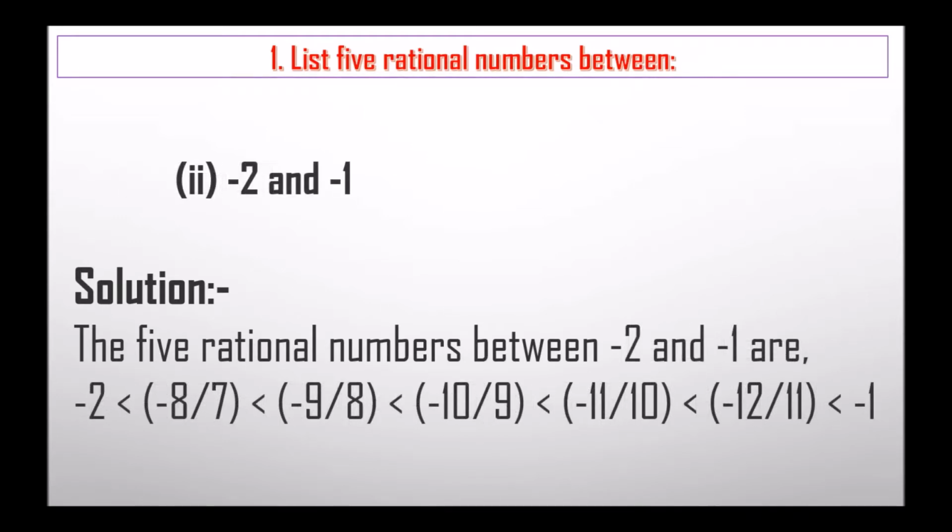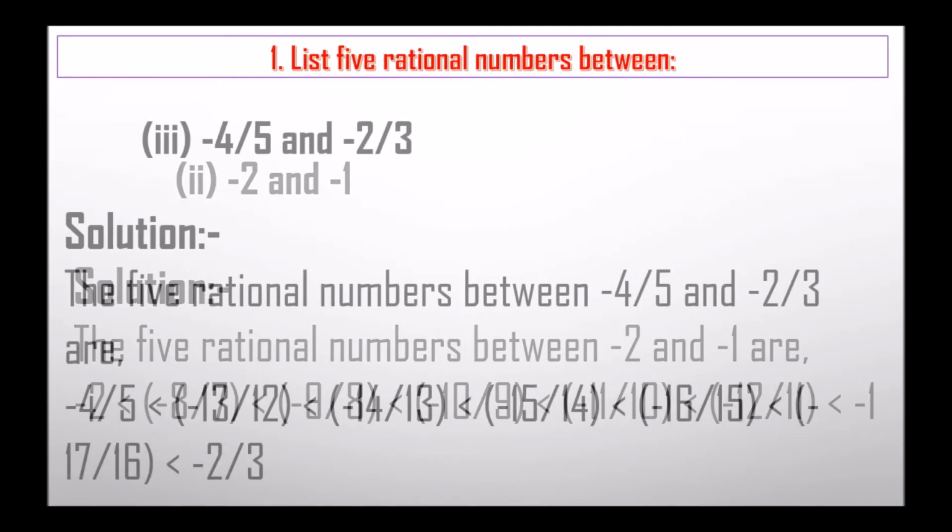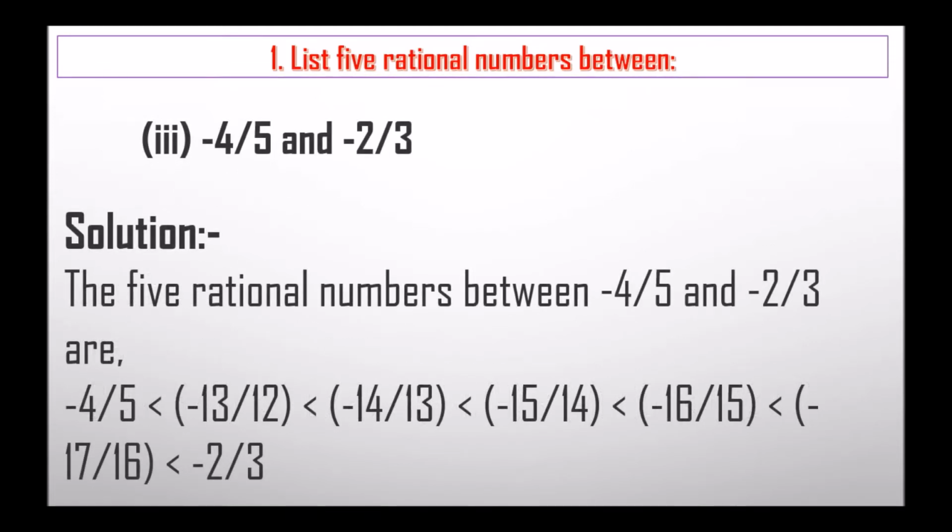-2 and 1. So the 5 rational numbers between -2 and 1 are -8 upon 7, -9 upon 8, -10 upon 9, -11 upon 10 and -12 upon 11. -4 upon 5 and -2 upon 3. -4 upon 5, then -13 upon 12, -14 upon 13, -15 upon 14, -16 upon 15, -17 upon 16.